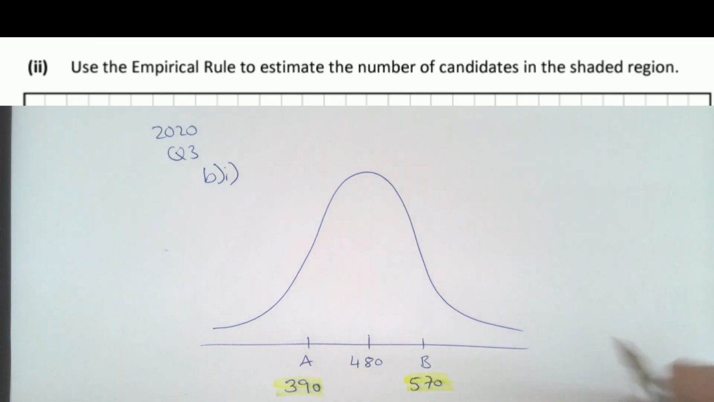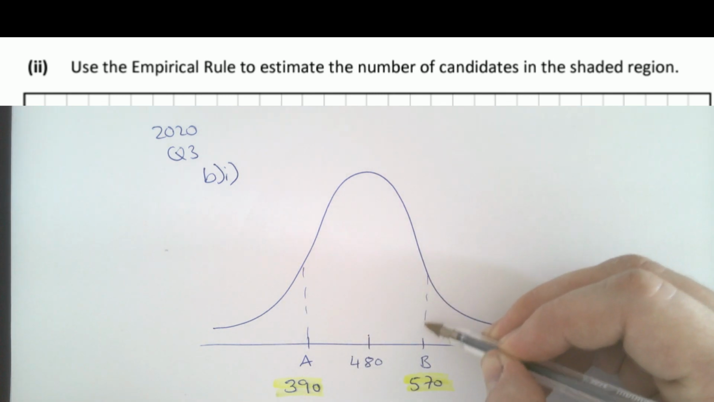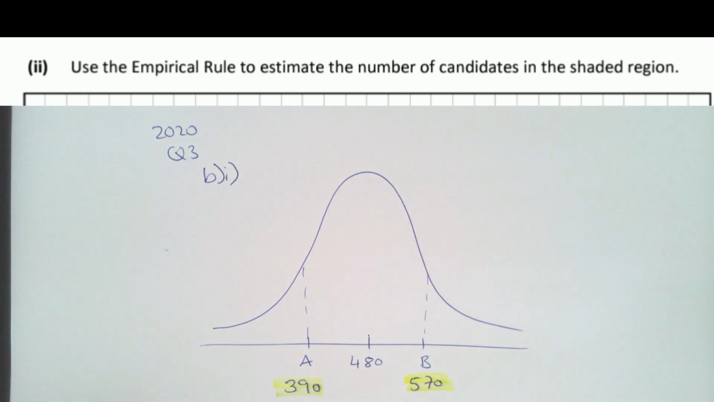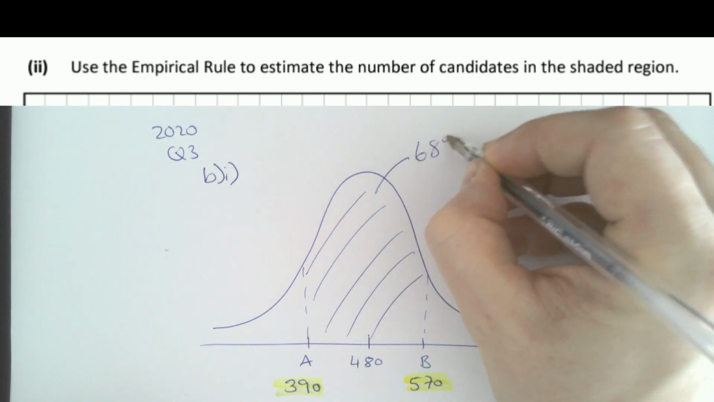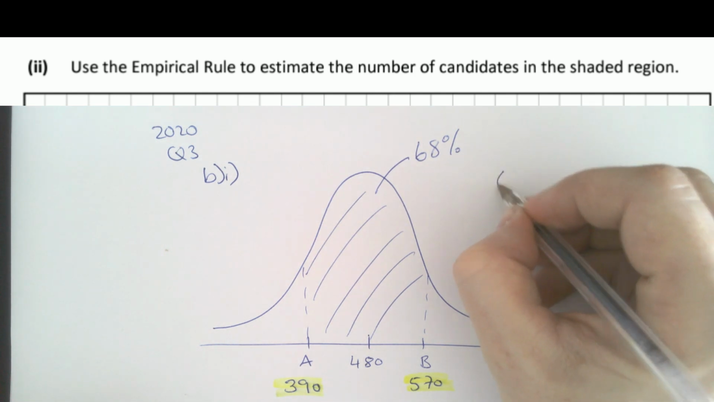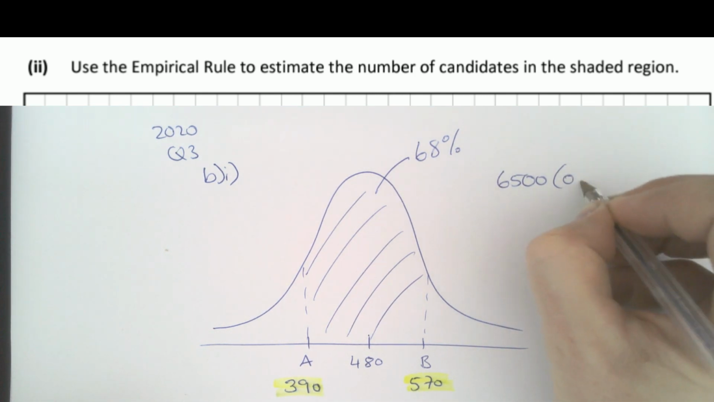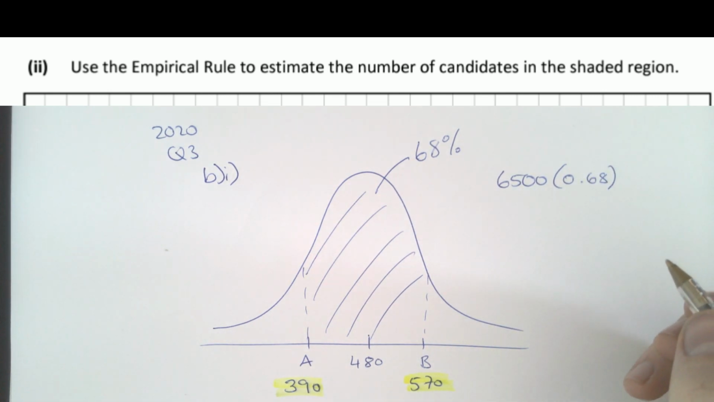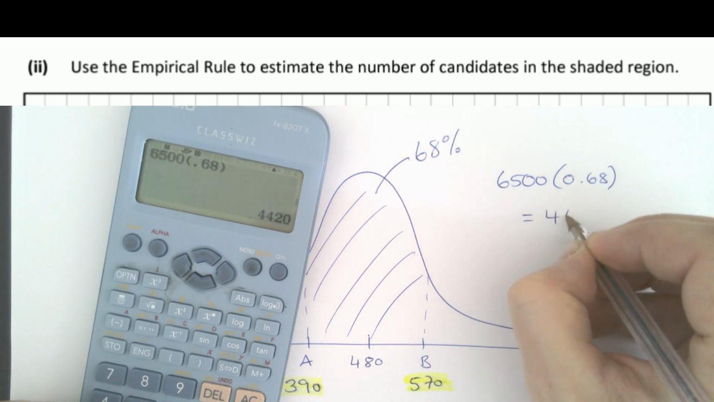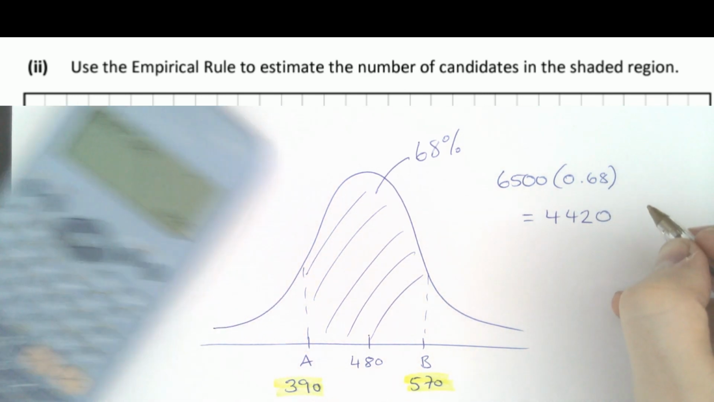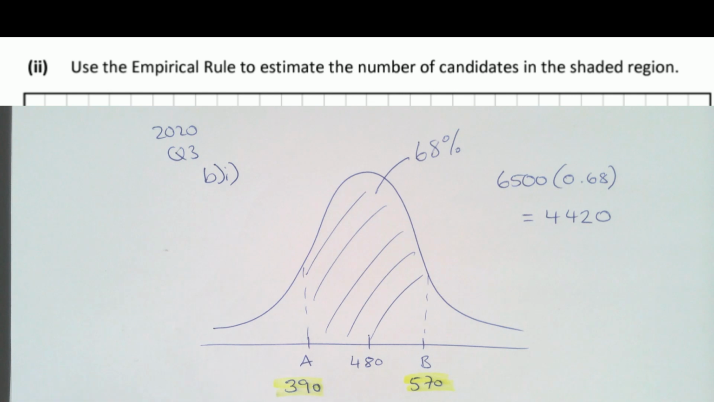We're good to go. The second part then said use the empirical rule to estimate the number of candidates in the shaded region. So the shaded region was this region here. And he told us that this was one standard deviation away from the mean. So we know that these two regions together is 68%. And he told us there were 6,500 candidates. So I'm going to find 68% of that. So I times it by 0.68, grab my calculator, plug it in, and we got it to be 4,420 candidates. That was the number of candidates in that shaded region. And that's it for the 2020 question 3, B1 and 2.